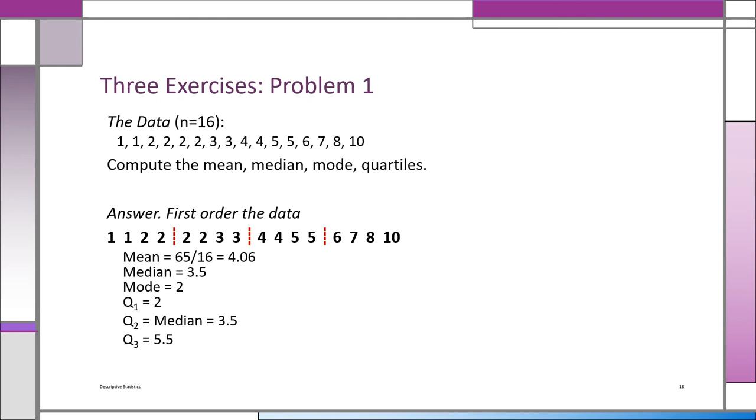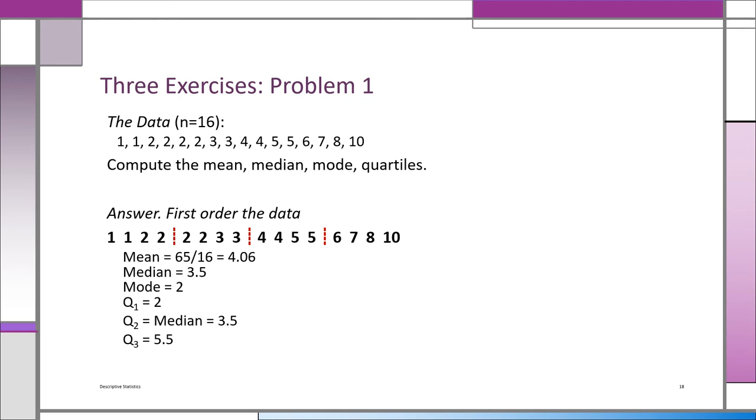The median is the middle value. You have to average the two middles since N is an even number, N is 16. So it's the average of 3 and 4. Notice a little red line there. The median is 3.5. The mode, what showed up the most, the highest frequency, was 2. So the mode is 2.